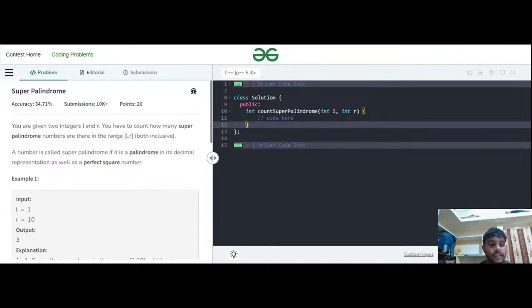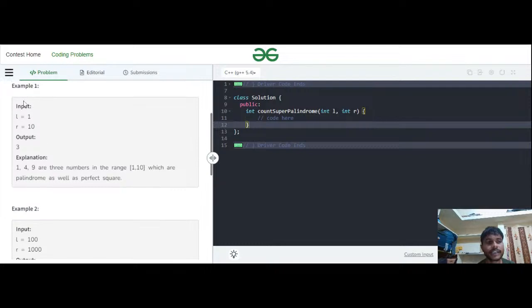A number is a super palindrome if it is a palindrome in its decimal representation. Here we have L and R. For example, L is equal to 1, R is equal to 10. We have to find super palindrome numbers. A super palindrome should follow two conditions.